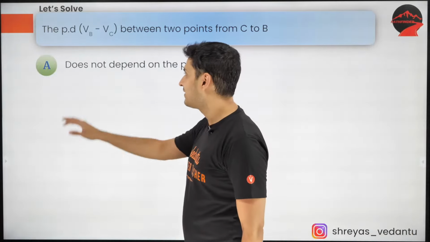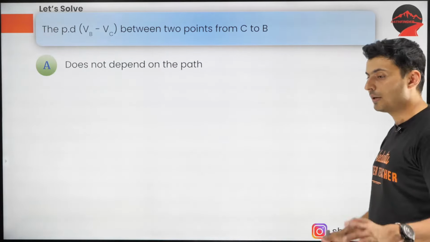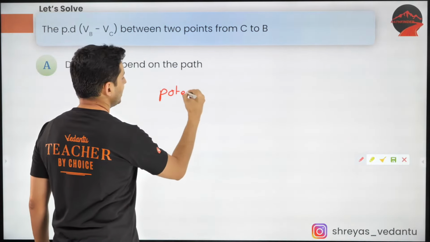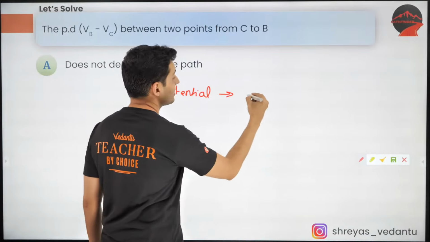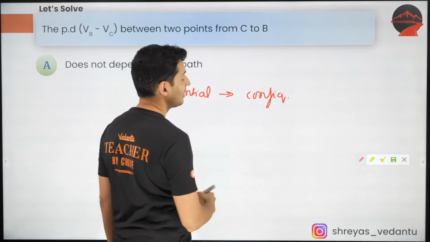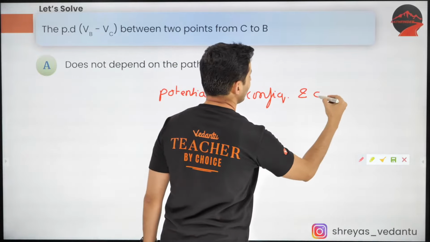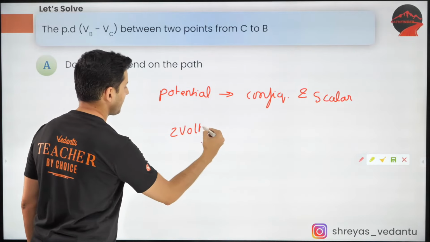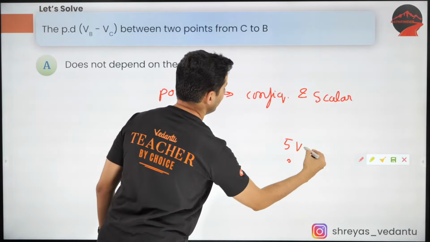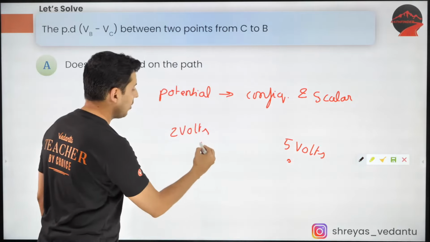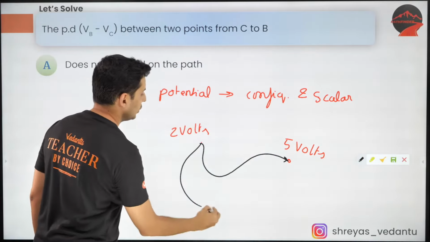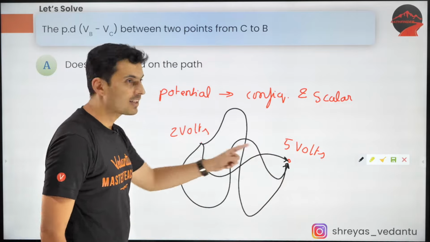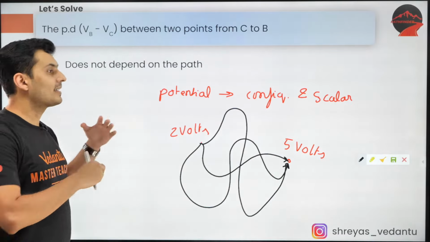All right, the correct answer is actually does not depend on the path. Very good. Remember, potential depends on arrangement, the configuration, and it is a scalar quantity. So if I have some value of potential here, let's say 2 volts, and some other point has 5 volts, it doesn't matter how I go from this point to that point. No matter how I go, I will always get the same potential difference. It's independent of the path.